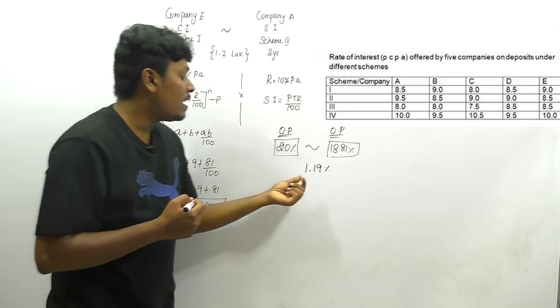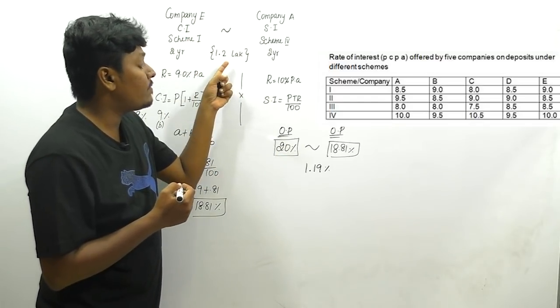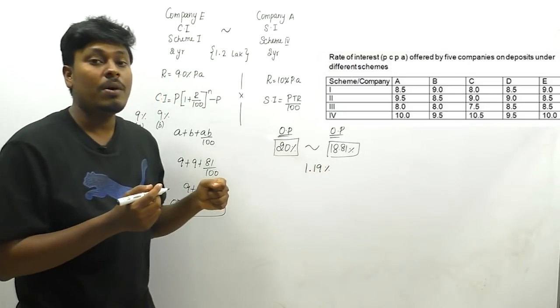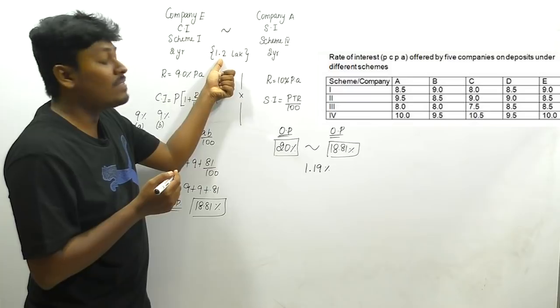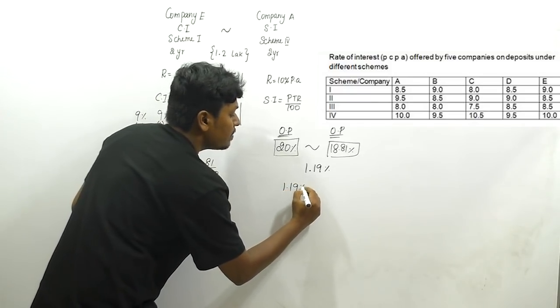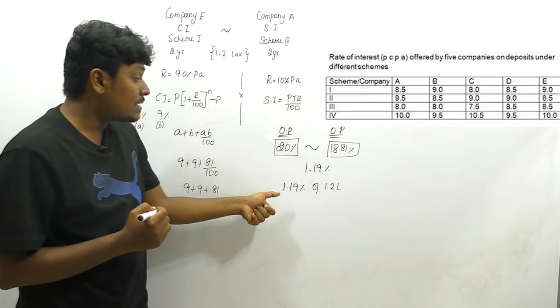So we have found the difference between the company E percentage and the company A percentage in the interest, which is 1.19%. Now our target is to find the interest amount. They both have just invested 1.2 lakh, so we need to find 1.19% of this 1.2 lakh, friends. So be faster on calculating this.